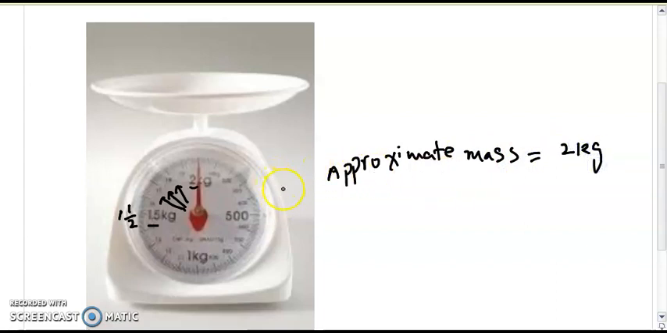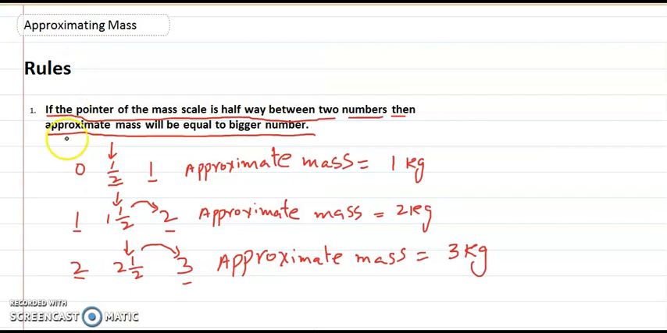So we discussed all the three rules. I will just let you go through all the three rules once again. Here you can note down in your notebooks the first rule: if the pointer of the mass scale is halfway between the two numbers, then approximate mass will be equal to the bigger number. If it is exactly on the half number, then it will go to the bigger number.